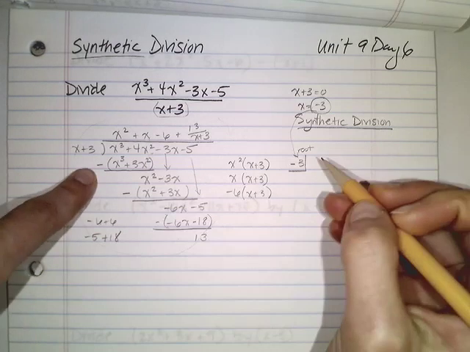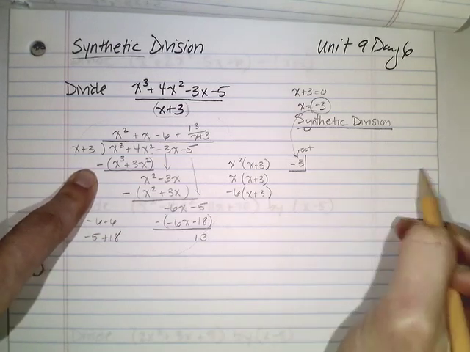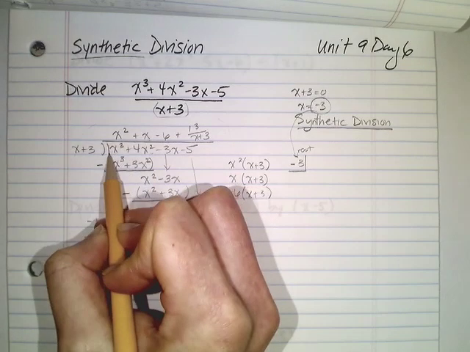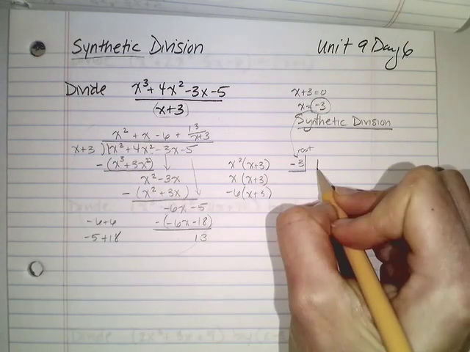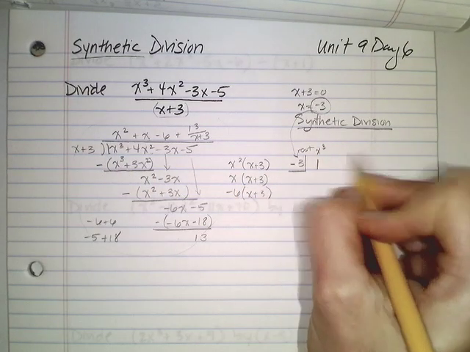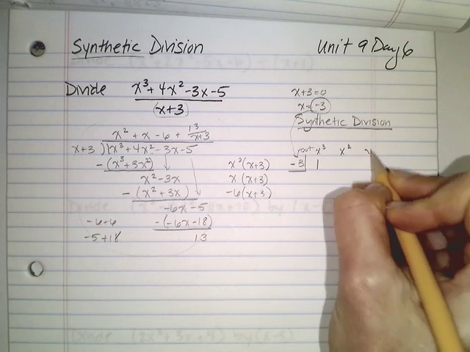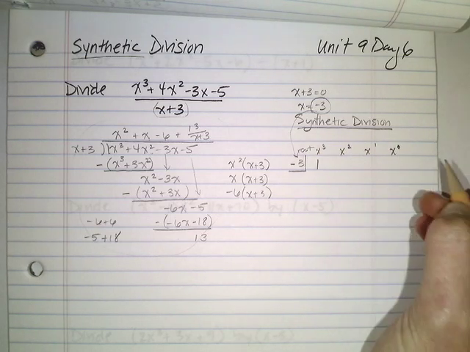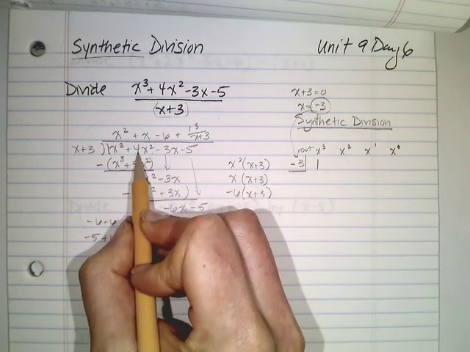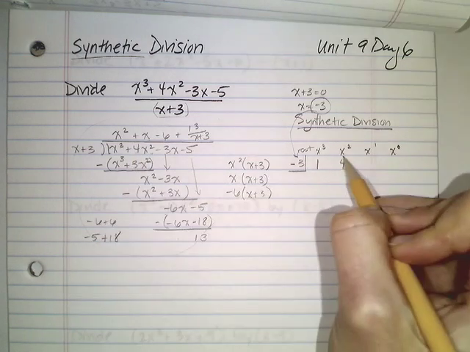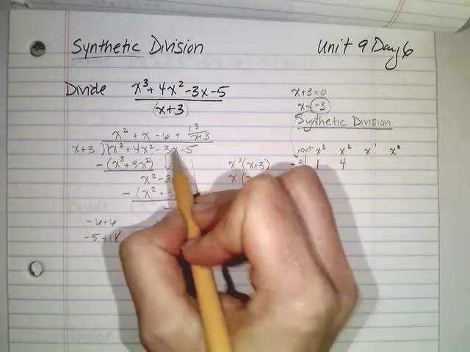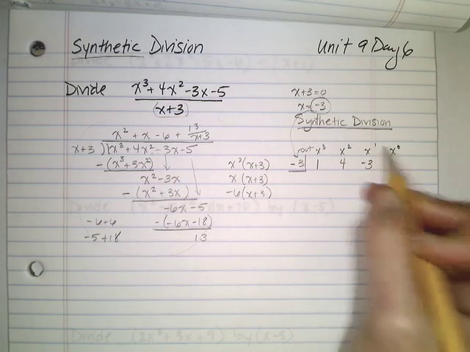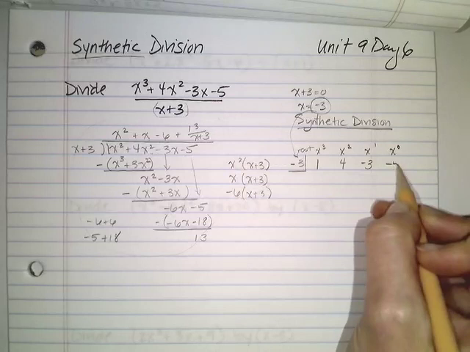Now, what I want to do is take the coefficients. So here, x to the third, that's really got a 1 in front. So I'm going to write 1. That's where the x to the third coefficient goes, then the x squared, the x to the first. X to the 0 just means the constant term, right? 4 goes where the x squared term is. Negative 3 for the x to the first, and the constant term is negative 5.